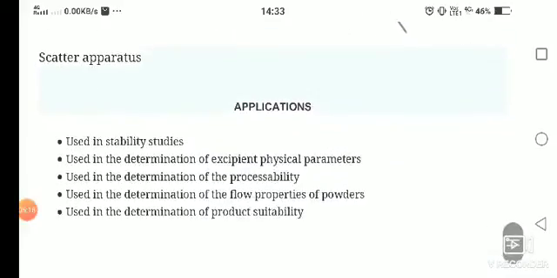The applications are in stability studies, determination of excipient physical parameters, determination of processability, determination of the flow properties of powder, and determination of the product stability.